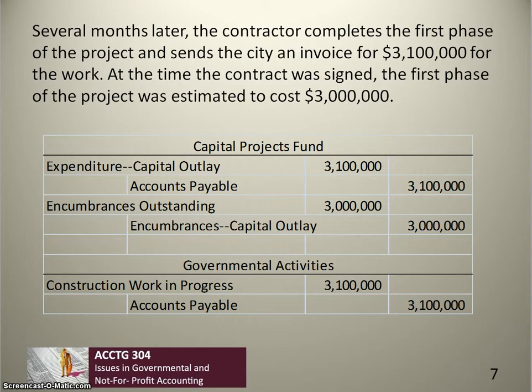not yet been completed. Now, in this case, we do make an entry in the governmental activities because construction work has happened, and we recognize this by debiting the capital asset account, construction work in progress, and crediting accounts payable.